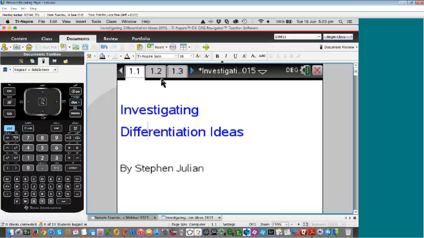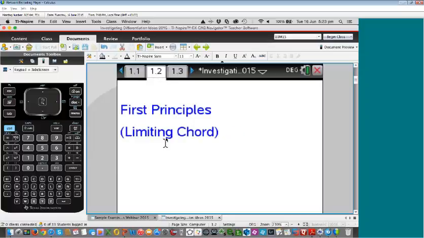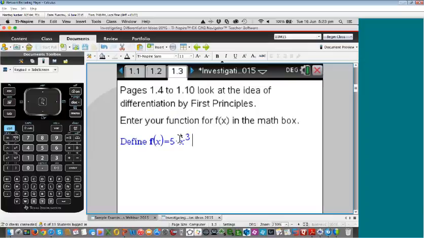So just going into 1.2, and this document will also, if it hasn't already been made available to you, be made available to you. The first part of this TNS file, or this document, is looking at first principles and the limiting chord idea. So in 1.3, it goes through and looks at the fact that we've got an entry box. I'll leave it how it is for the moment, but hopefully you should be able to see that I've just gone into that math box and we've got the function 5x cubed.